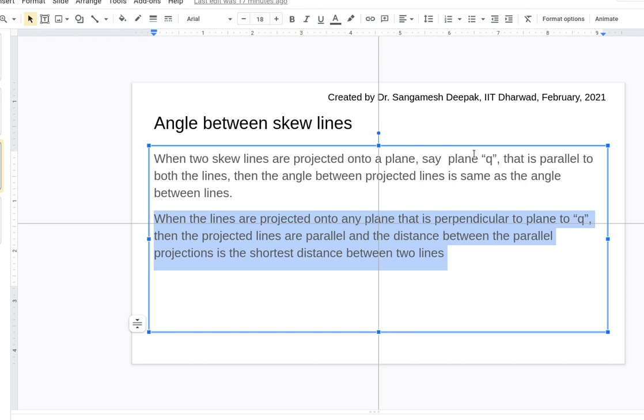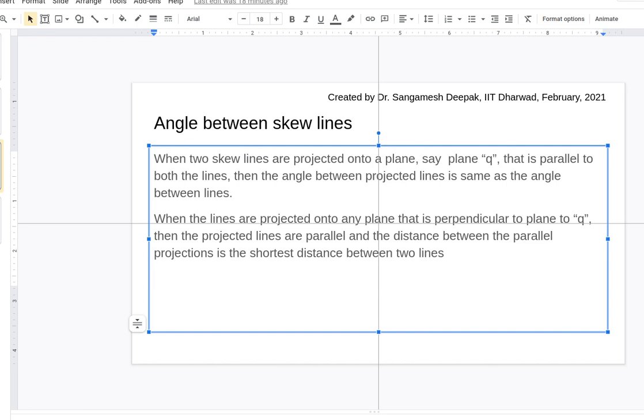This is primarily because those two lines are parallel to plane Q. We will be able to see them as parallel lines, and the distance between the parallel lines is actually the shortest distance between the actual two lines. So the distance between the parallel projections is the shortest distance between the two lines. I suggest that you spend a few minutes on this and try to grasp it in your imagination. So our strategy is to make the two lines parallel to one single plane.